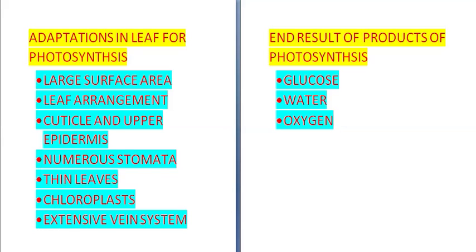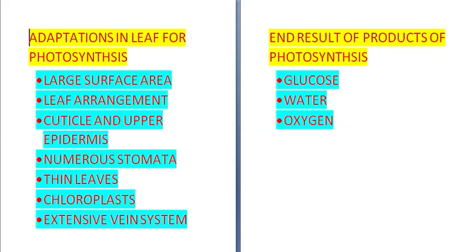Some oxygen may be used for respiration by the leaf cells itself. This is called photorespiration, but a major portion of it is not required and diffuses out into the atmosphere through stomata. So that is the oxygen which we inhale for respiration. So the plants produce oxygen for us so that we can respire and be alive.